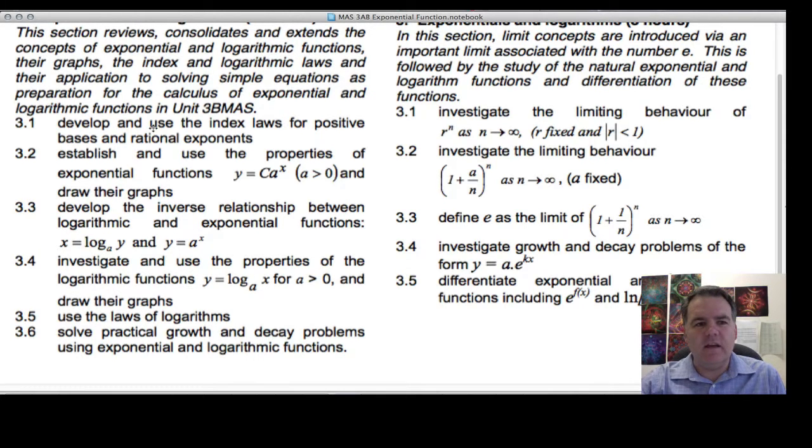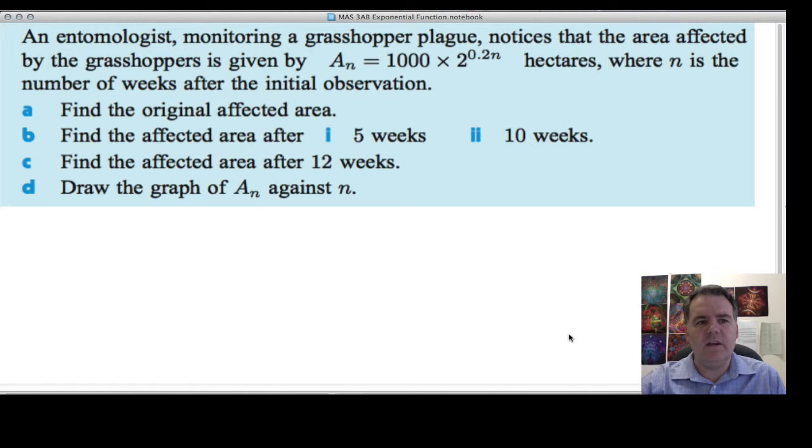Developing the use of index laws, establishing the use and properties of exponential functions, drawing their graphs. This is an important one, understanding the relationship between exponential functions and logarithmic functions, and properties of log functions, drawing graphs, using laws of logarithms, and practical growth and decay problems. So I'm going to go through just a few of these examples and want you to try and do a few as well. So let's have a look at the first question here.